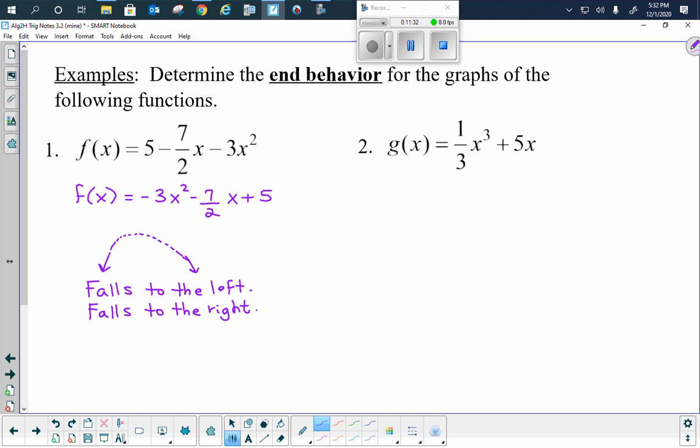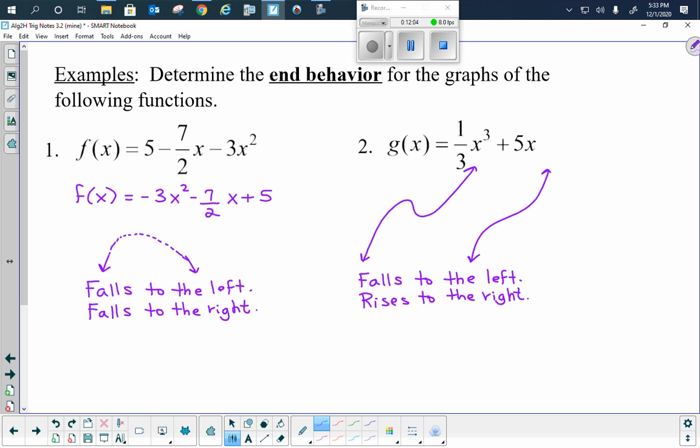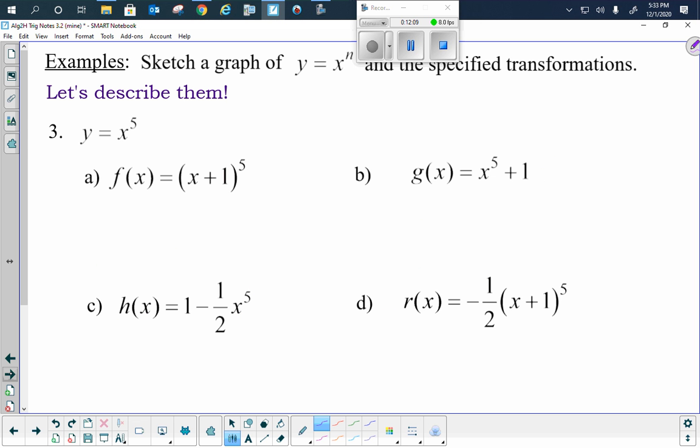All right, next one, it's already in standard form. Cubic is either going to look like this or this. I don't really care, either one. If I'm standing in the middle, if you're determining the end behavior, you're going to tell me if you were standing in the middle and just looking at the end, it falls to the left and it rises to the right. Okay, so hopefully that's pretty straightforward stuff there.